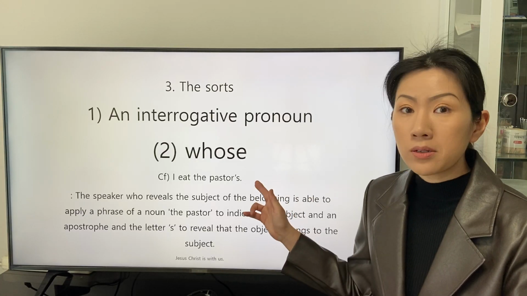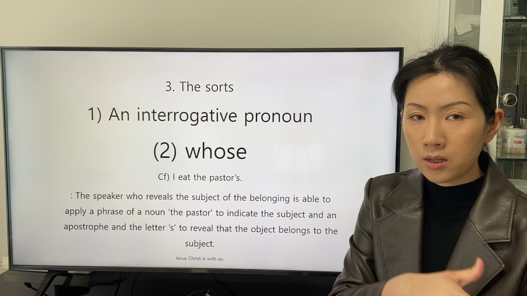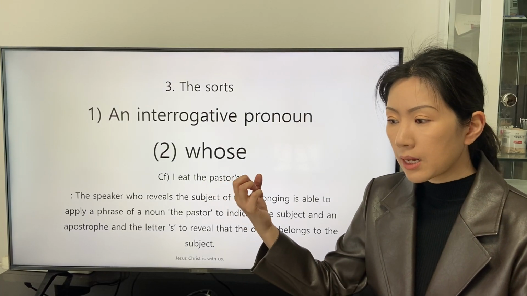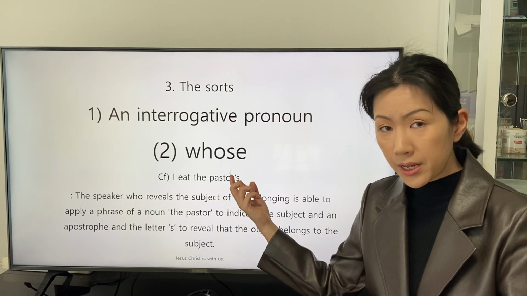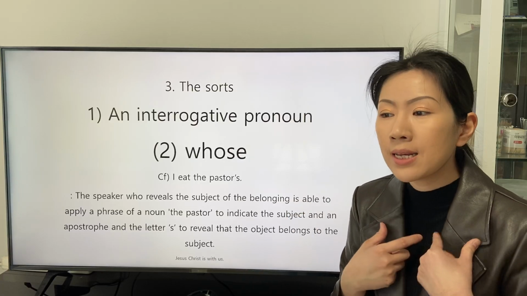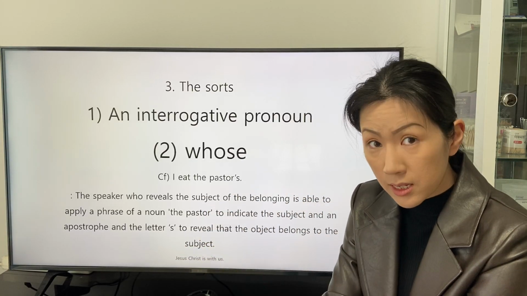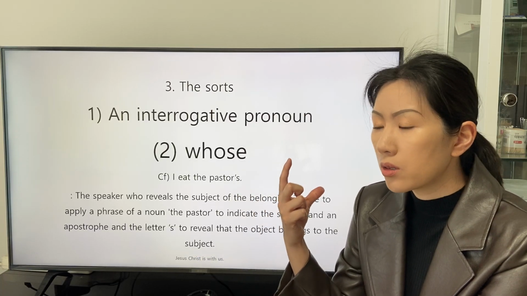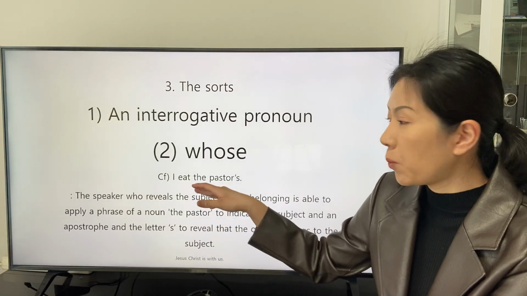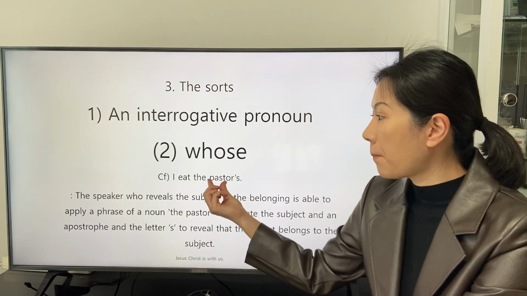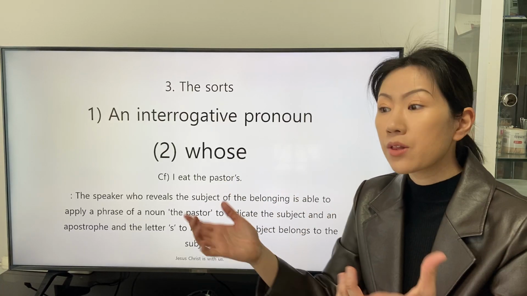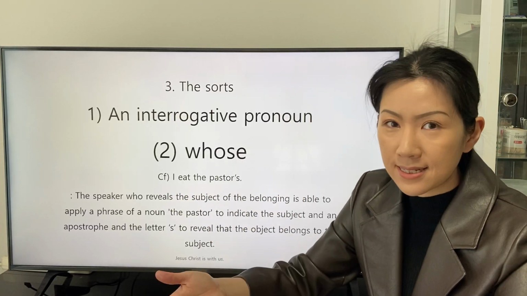And in this response, the speaker responds to the question with the general noun pastor, an apostrophe, and the suffix s. This means the speaker intends to indicate the object while revealing the owner, the person that the object belongs to, with the general noun pastor. The phrase of the general noun the pastor is applied to indicate the object that the pastor owns.